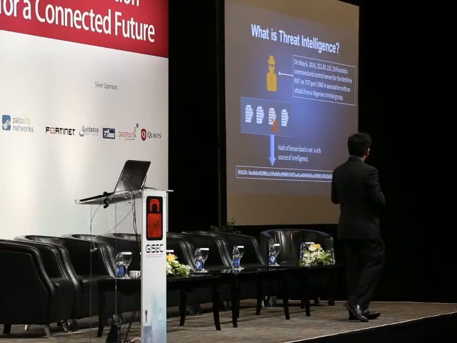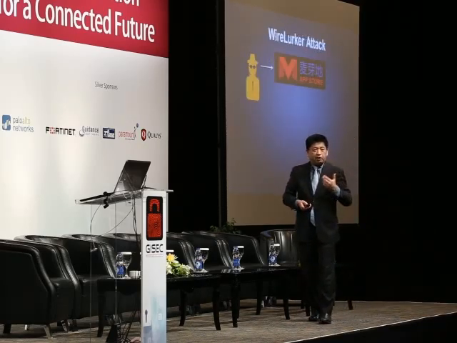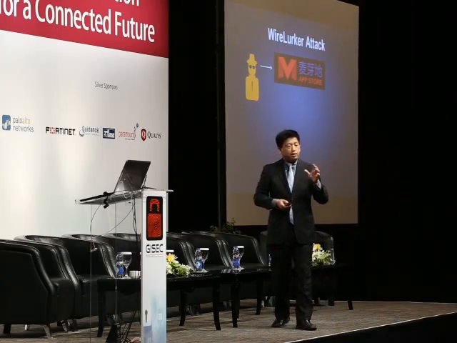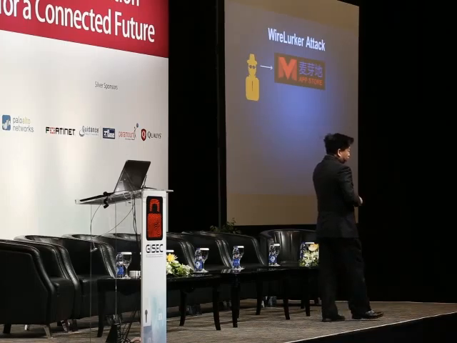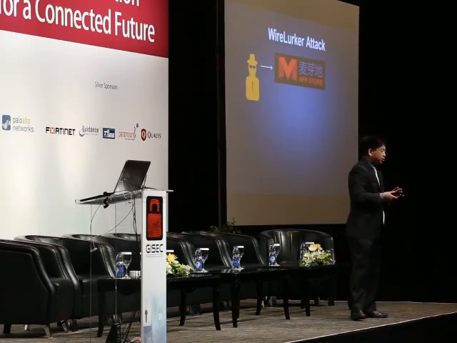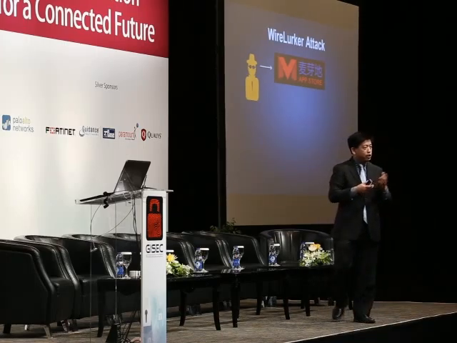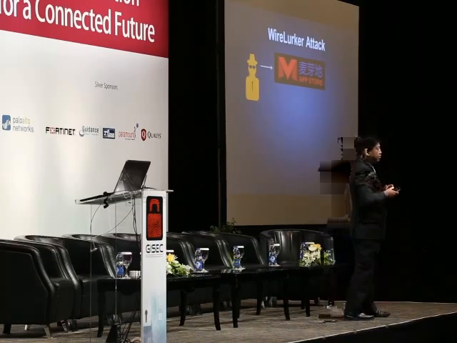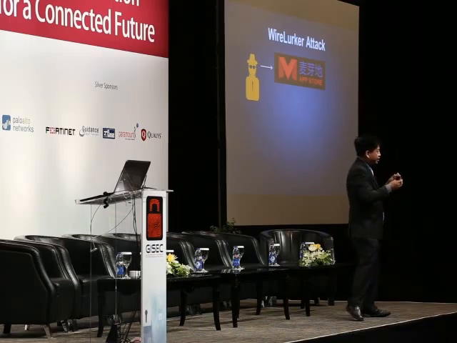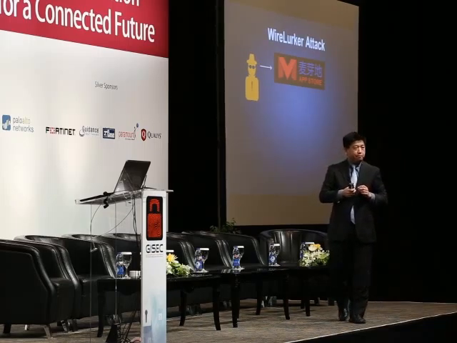And I'll give you an example of what I mean by that. The WireLurker attack is an example of one. It's remarkable in many ways. It was one of the first attacks that we saw that was capable of being transmitted by USB to infect iOS devices. It was one of the first attacks that we've seen that was able to compromise a non-jailbroken iPhone.